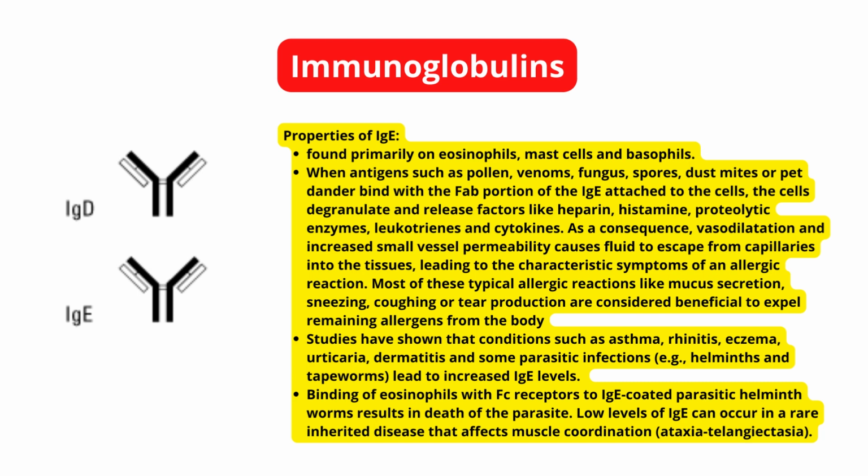Most of these typical allergic reactions like mucus secretion, sneezing, coughing or tear production are considered beneficial to expel remaining allergens from the body. Studies have shown that conditions such as asthma, rhinitis, eczema, urticaria, dermatitis and some parasitic infections, for example helminths and tapeworms, lead to increased IgE levels. Binding of eosinophils with Fc receptors to IgE-coated parasitic helminth worms results in death of the parasite. Low levels of IgE can occur in a rare inherited disease that affects muscle coordination, ataxia telangiectasia.